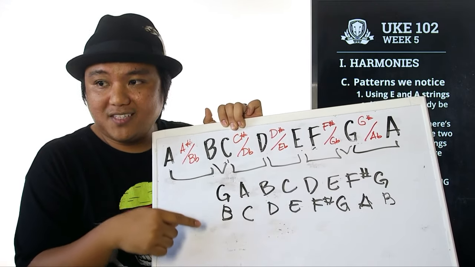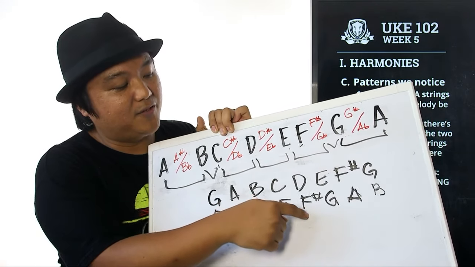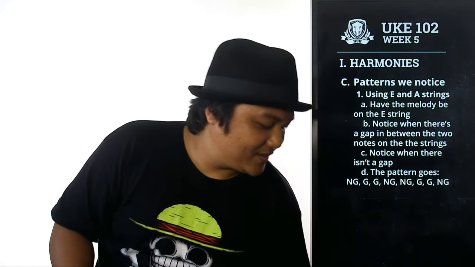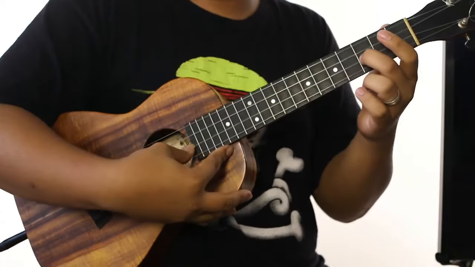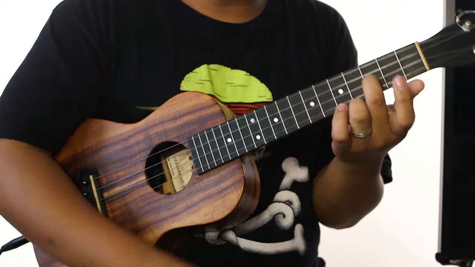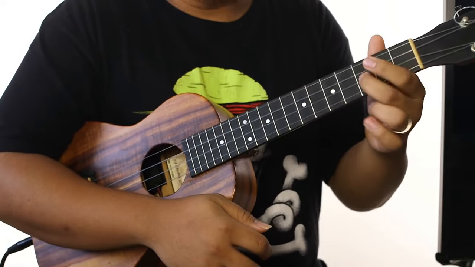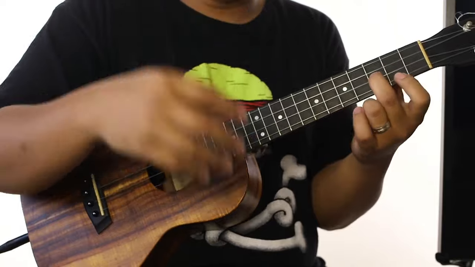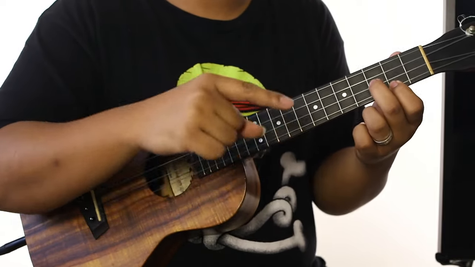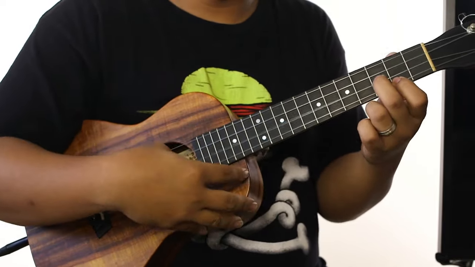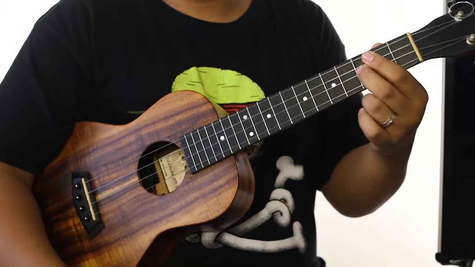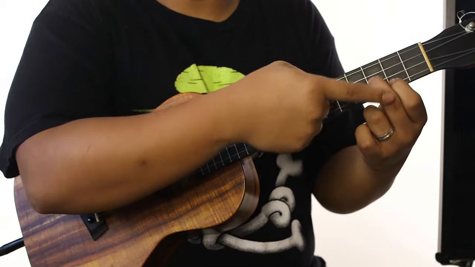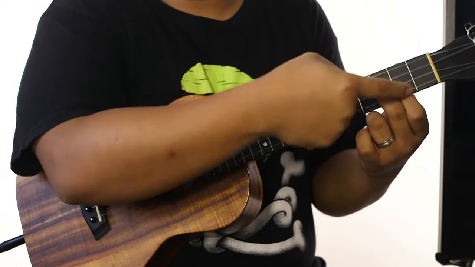G, B, A, C, B, D, C, E, D, F sharp, E, G, F, A, F sharp, A, G, B. Here it is. So here's G, on the E string. And like I mentioned earlier, I always like to keep my melody line on the E, so that when I play the harmony, since the harmony is the third up, I have the higher string on the bottom. So you're playing a G note on the E string, and then the B note on the A string. Because that string is higher, I want to put that string on the bottom.